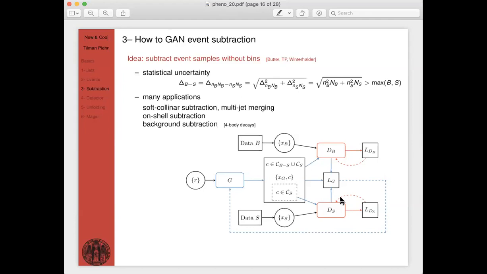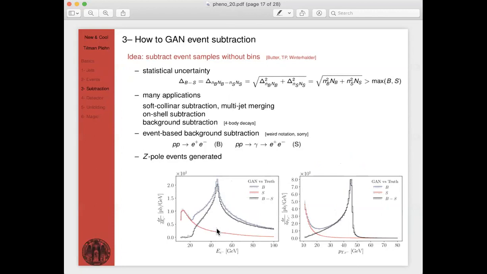Applications for such a subtraction network in terms of physics would be like subcollinear subtraction terms, multijet merging, on-shell subtraction, background subtraction in analysis, for example. This is the picture of our network. It's important that we have two discriminators for the two samples, S and B, as we call them. We subtract them and we generate something that corresponds to B minus S. We have a couple of examples in our paper about that. Let me mention one of them.